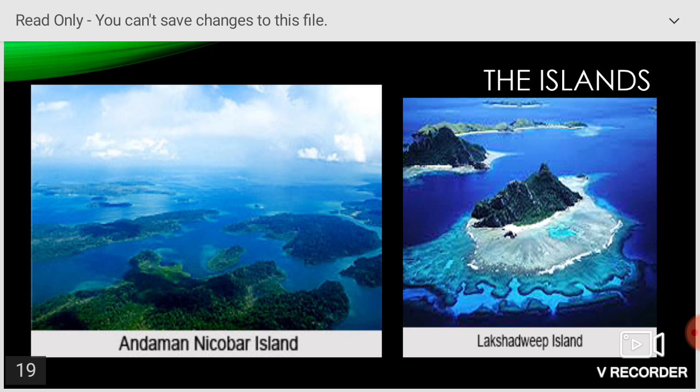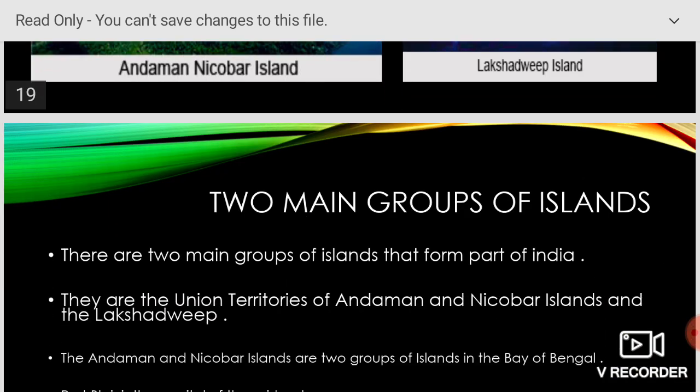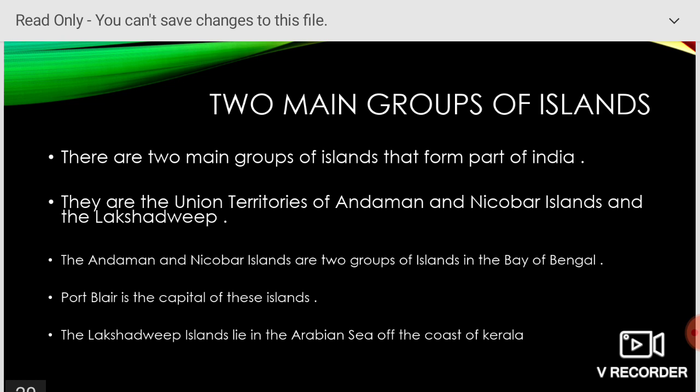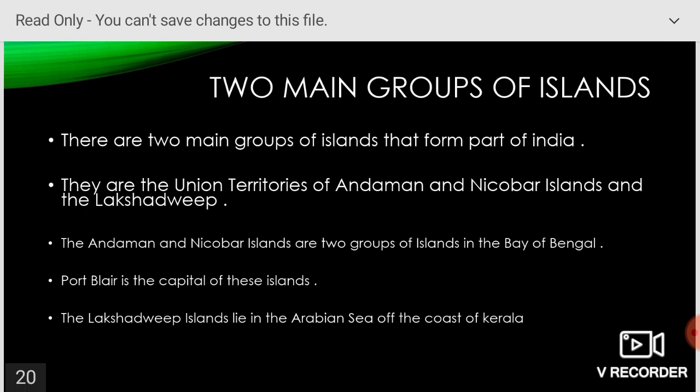The islands: Andaman and Nicobar Islands and Lakshadweep Islands, two main groups of islands. There are two main groups of islands that form part of India. They are the Union Territories of the Andaman and Nicobar Islands and the Lakshadweep.